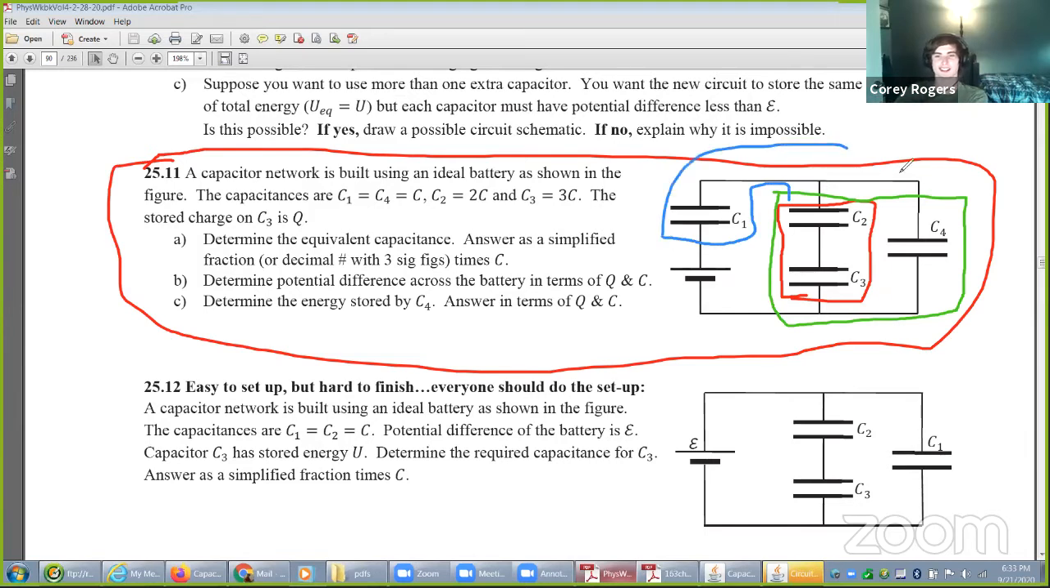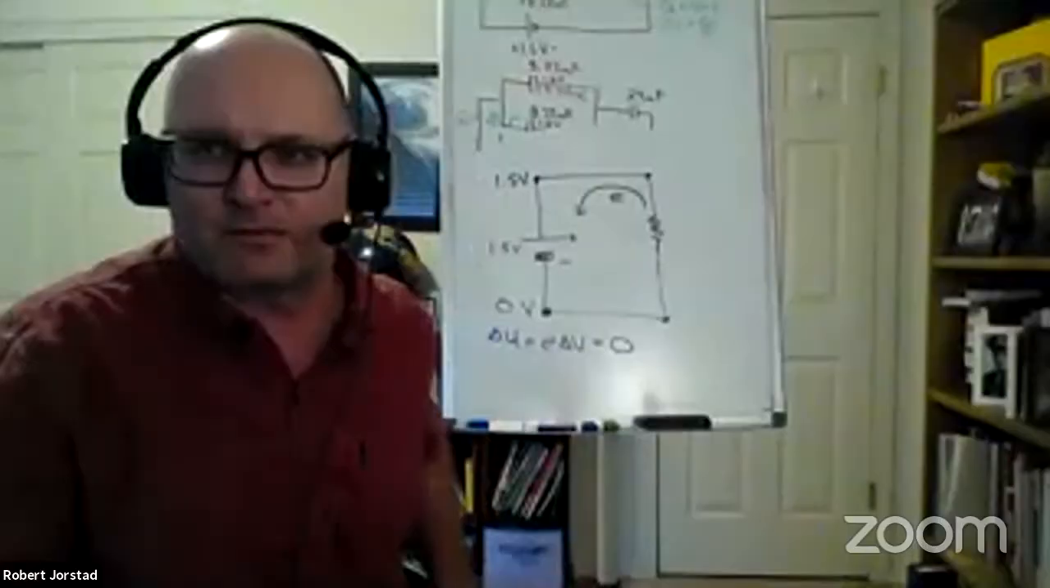Parallel. Series. Oh, that's weird. Okay, I see what you're saying. It's tricky, and now it moves over. Okay. I'm going to show you this trick right now for telling the difference between these circuits. That was a good attempt. Everybody give him a round of applause for being brave there and toughing it out. Thank you, Corey. All right.